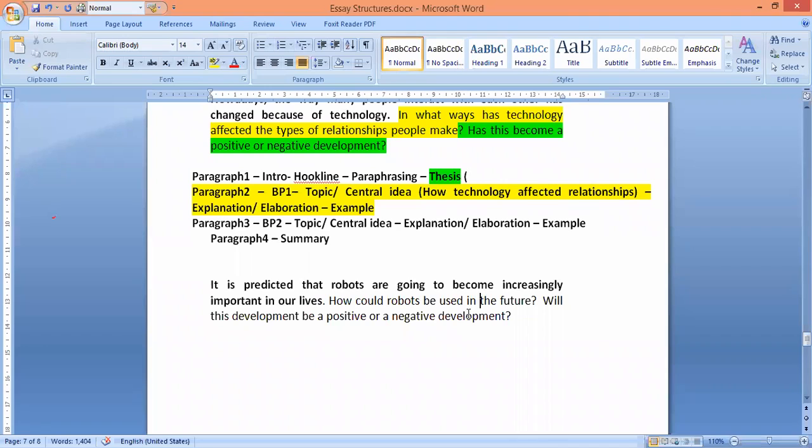Read some band 9 essays or 8 essays on such kinds of questions, because this is a complicated one, so that you can get how one part is addressed in BP1 and how the second part is addressed in BP2.